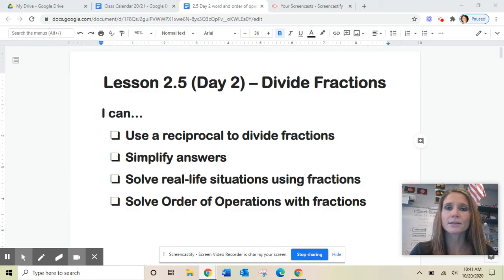So our I CANs for today, again, are using a reciprocal when we are dividing with fractions, and we always want to simplify those answers. And then we're going to work specifically with some real-life story problem situations today, and then we'll also blend in a little bit of order of operations when fractions are involved.